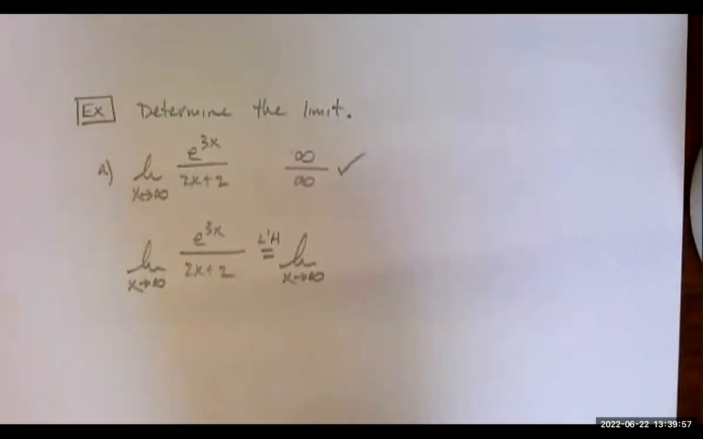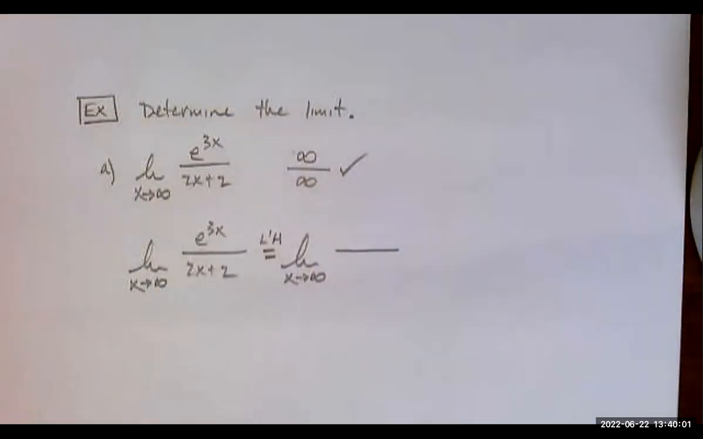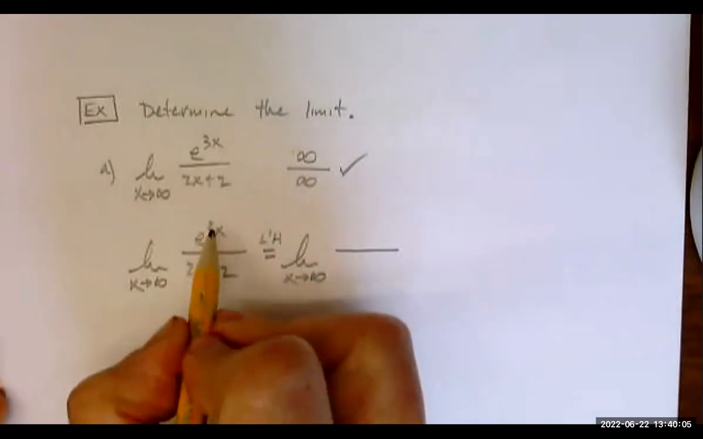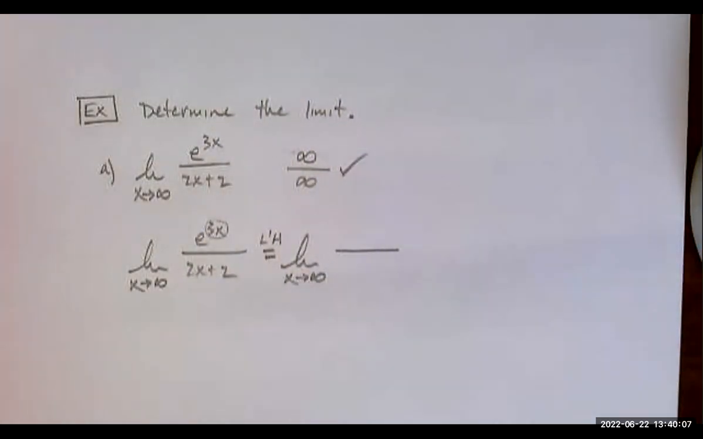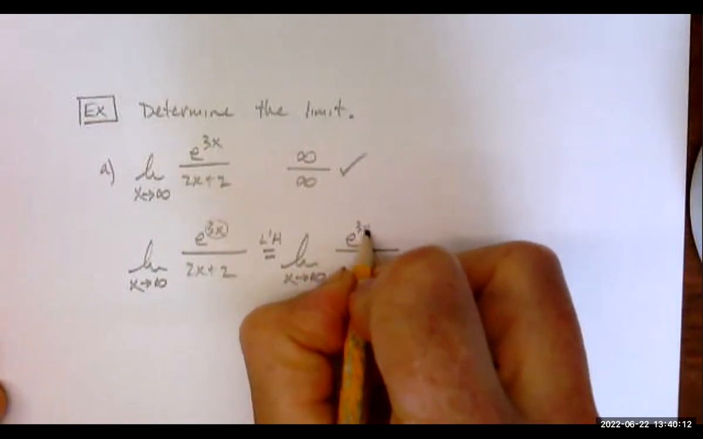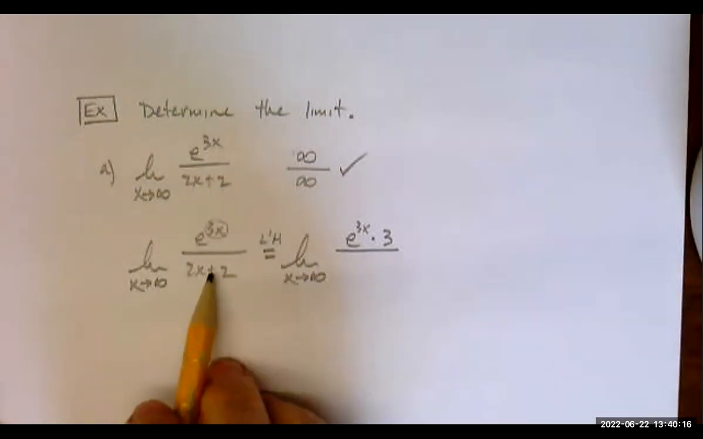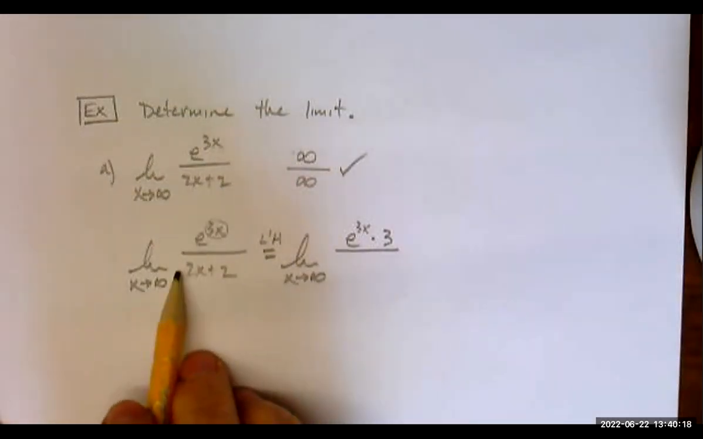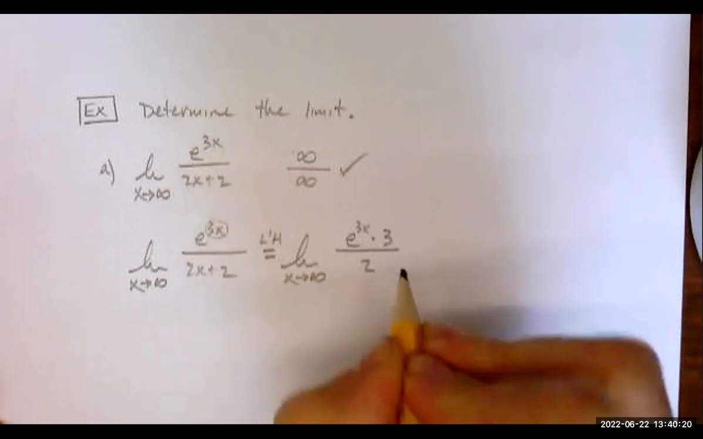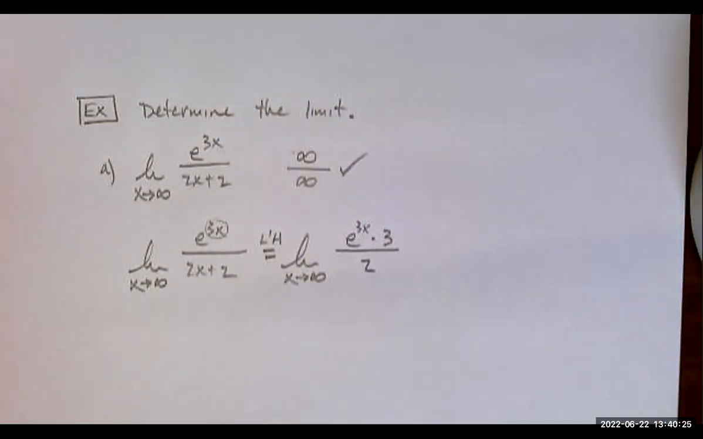Okay, let's see here. So it's going to be this fraction. I'm going to take the derivative of e to the 3x. Well, that's a chain rule, right? The 3x is inside the exponent of e, so that's e to the 3x times 3. And my denominator, 2x plus 2, that derivative is a 2. Again, I take that derivative and that derivative separately.